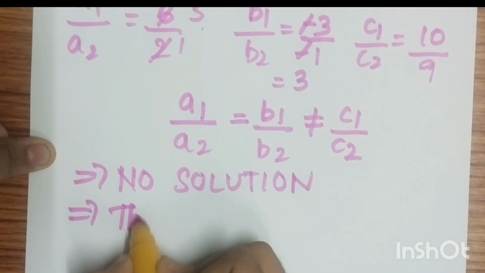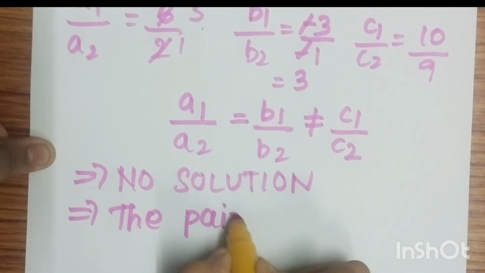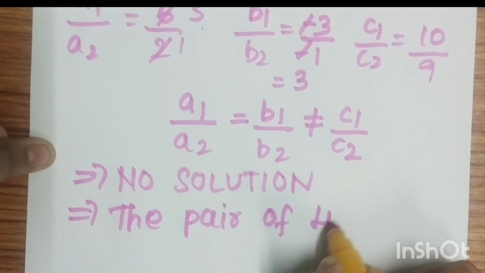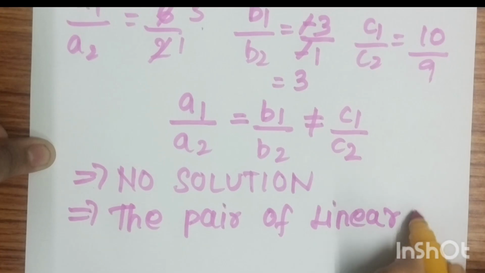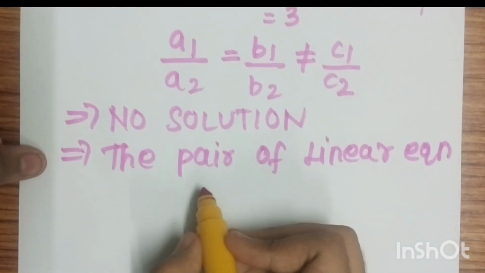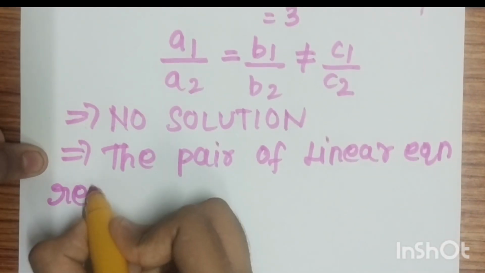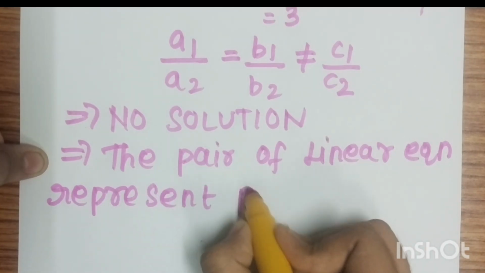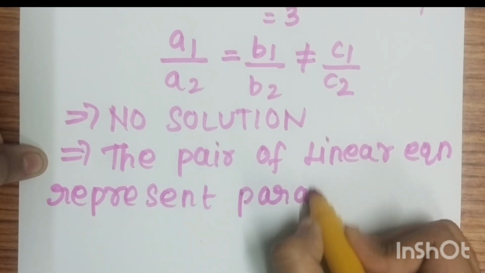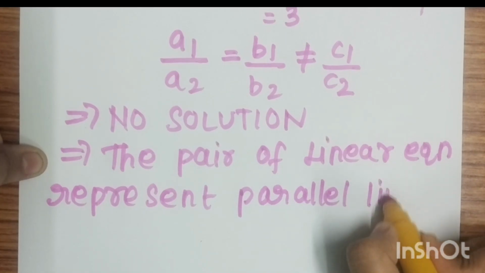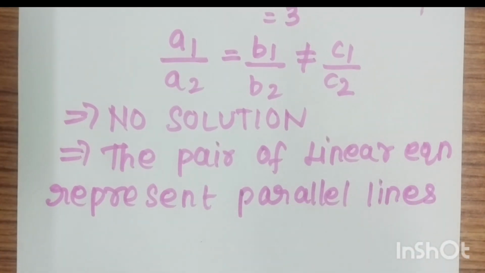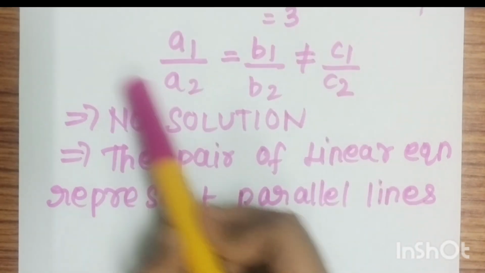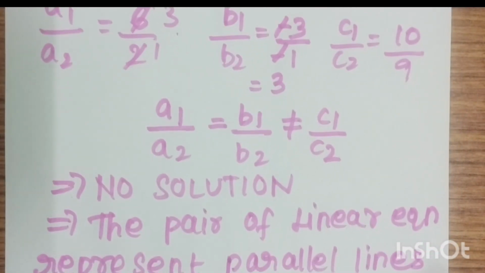The pair of linear equations represent parallel lines. Make sure you are thorough with all these ratios so that you can proceed with this sum. Clear? So that's it. Thank you.